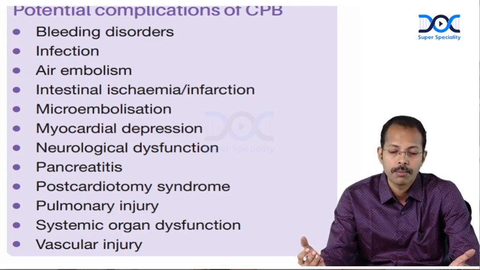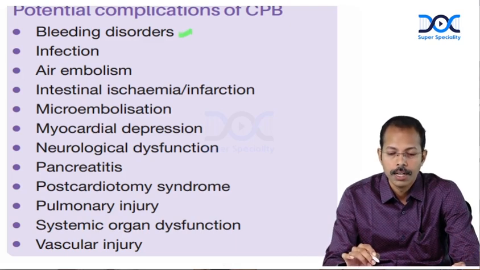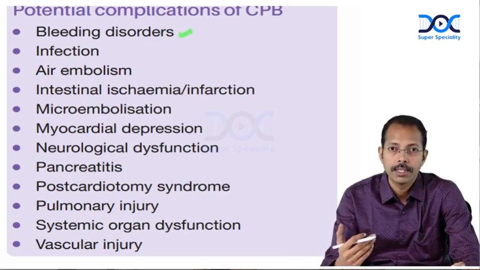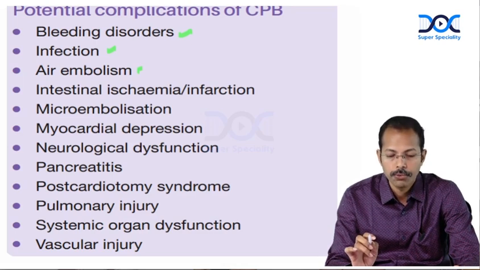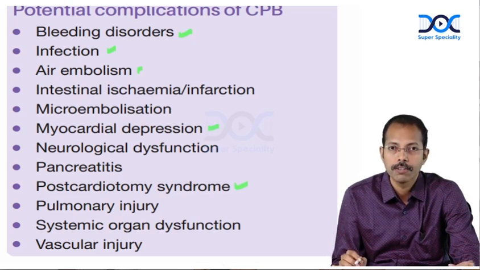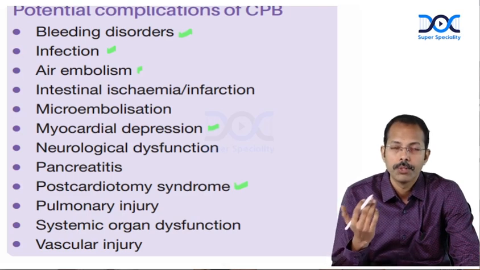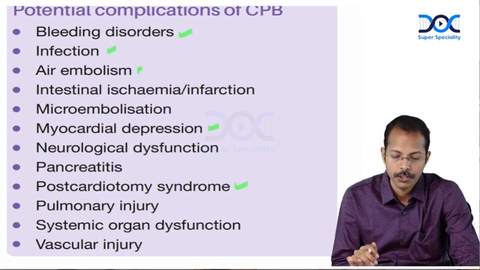What are the complications with the heart lung machine? Bleeding disorders, since we are using protamine and heparin, there is a possibility of bleeding disorders. And not only that, the inflammatory cascade may get triggered with the use of the heart lung machine. The probability of infection is there, and air embolism will be there, and because of embolism there is a possibility of intestinal ischemia or cerebral ischemia, and myocardial depression because of the triggering of inflammation. Then post cardiotomy syndrome is a possibility. It is nothing but a postpericardiotomy syndrome, where the patient will have a raised WBC count. The patient may complain of fever because of pericarditis after cardiac surgery.